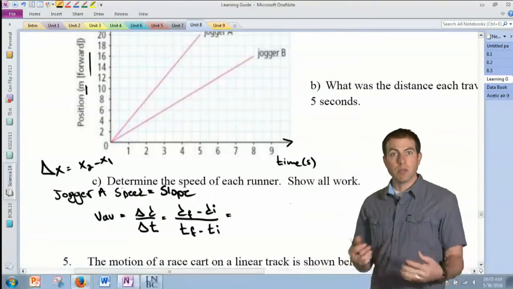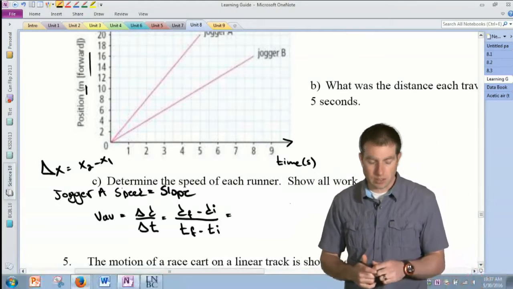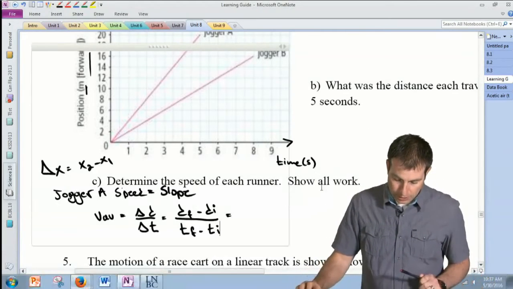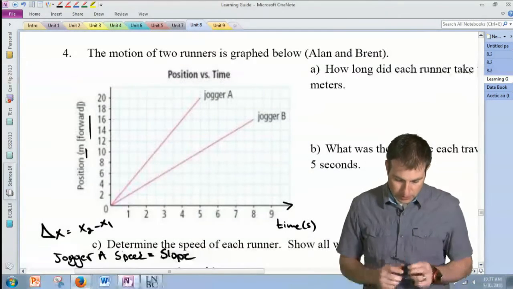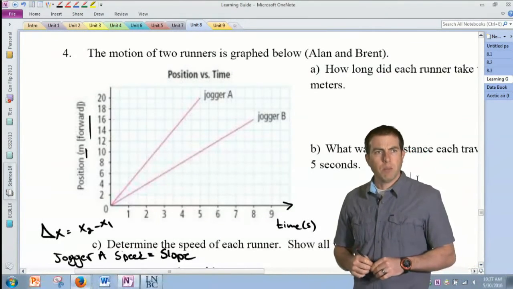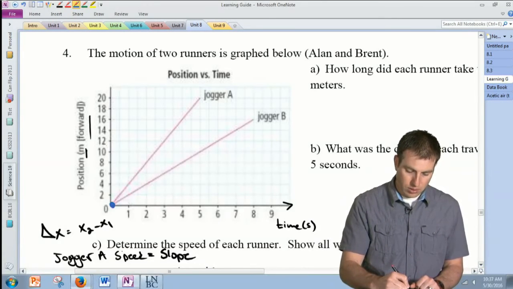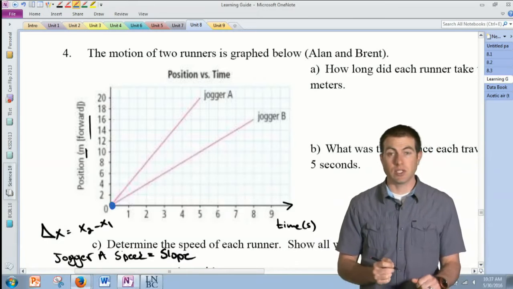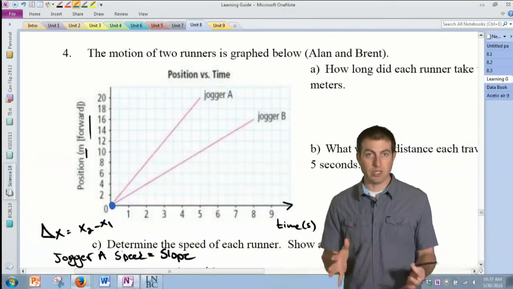Now I need to go to my graph and find 2 points. Doesn't matter what 2 points are, as long as they're on jogger A's line, I should be okay. Kind of hard to see, but I'm going to pick this point here at the origin, or 0, 0, because I love doing calculations with zeros in them. Subtracting 0, adding 0, very easy math.